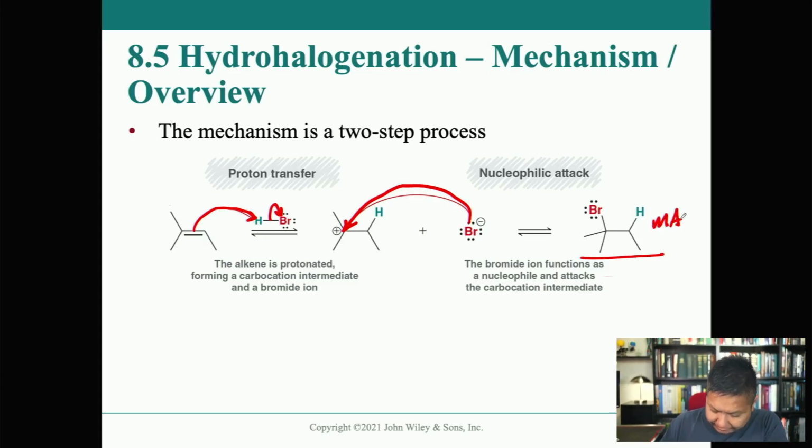Pretty simple. Yeah, MA, because notice that the bromine is here along with another methyl and another methyl here. The hydrogen is here along with just another hydrogen there and a methyl. So the more substituted side is getting the bromine, and the less substituted side is getting the proton. Well, yeah, it is a proton.